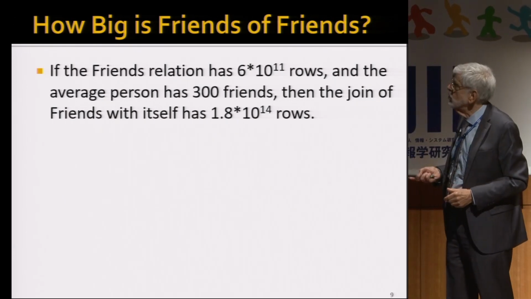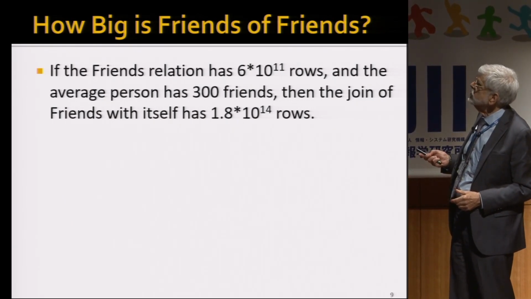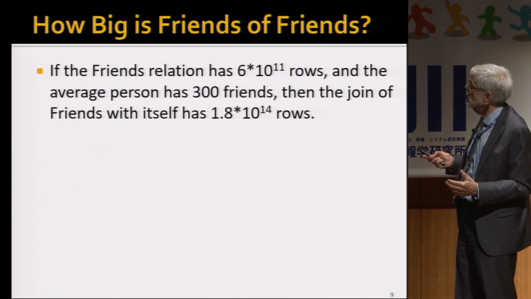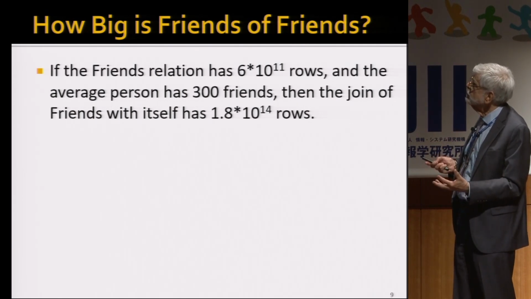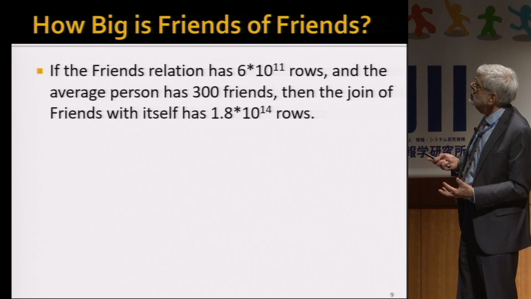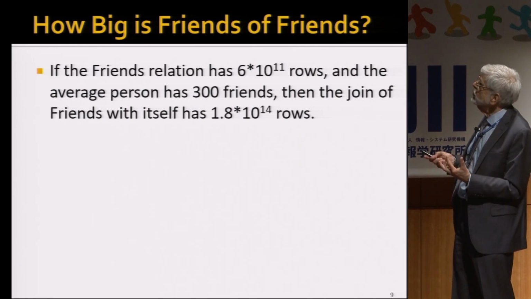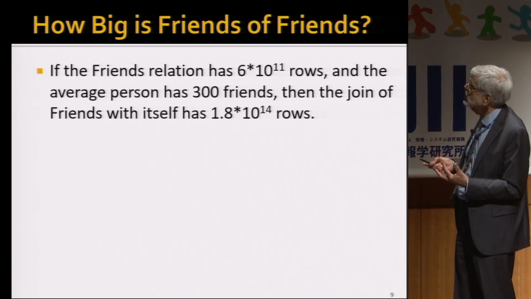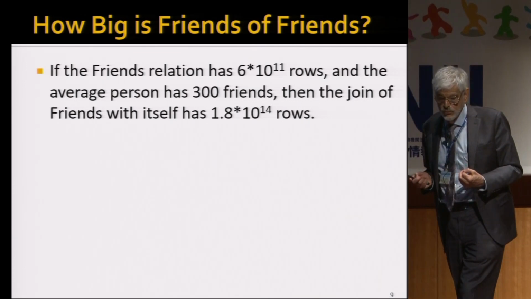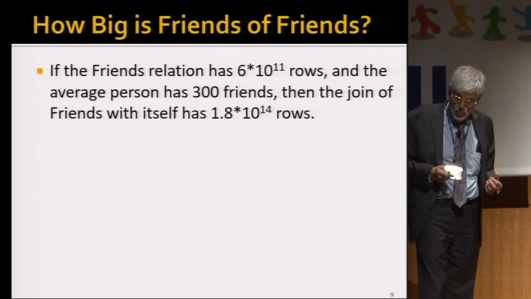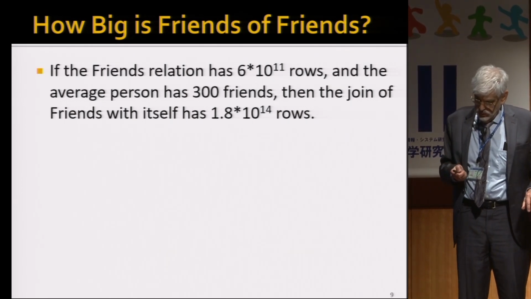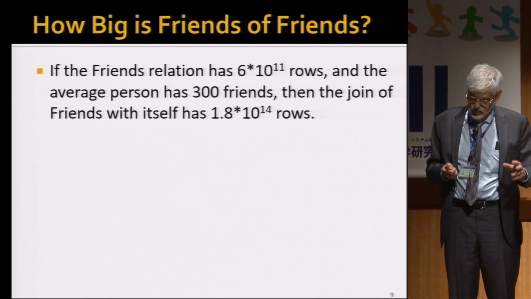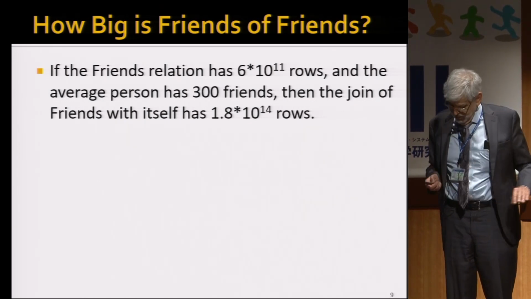But one thing we do know is, again, the friends relation has 6 times 10 to the 11th, I think, 600 billion rows. And again, the average person has 300 friends, so when you join the friends with itself, you're going to get 300 times this, which is about 1.8 times 10 to the 14th. What is that? 180 trillion, something like that. Big number.